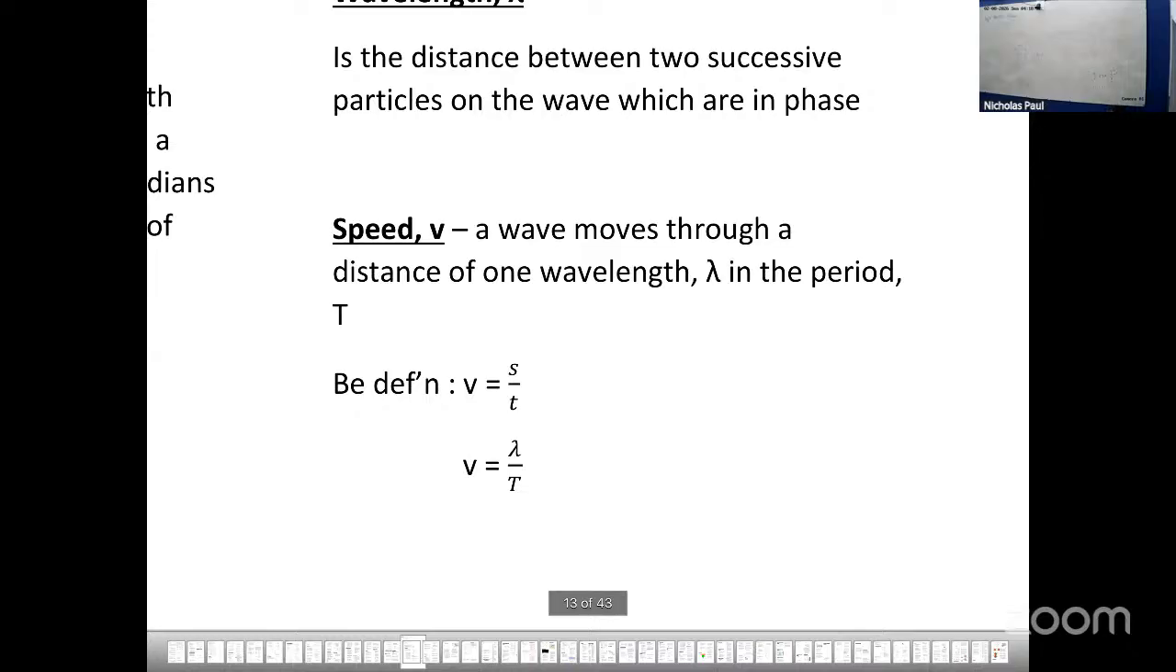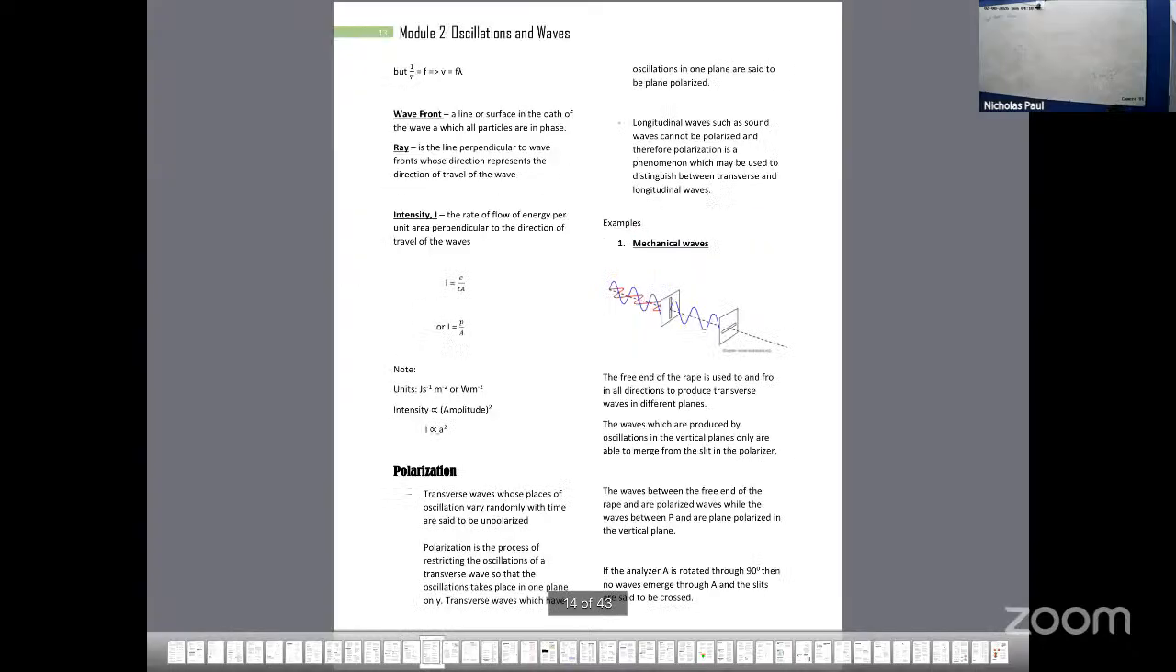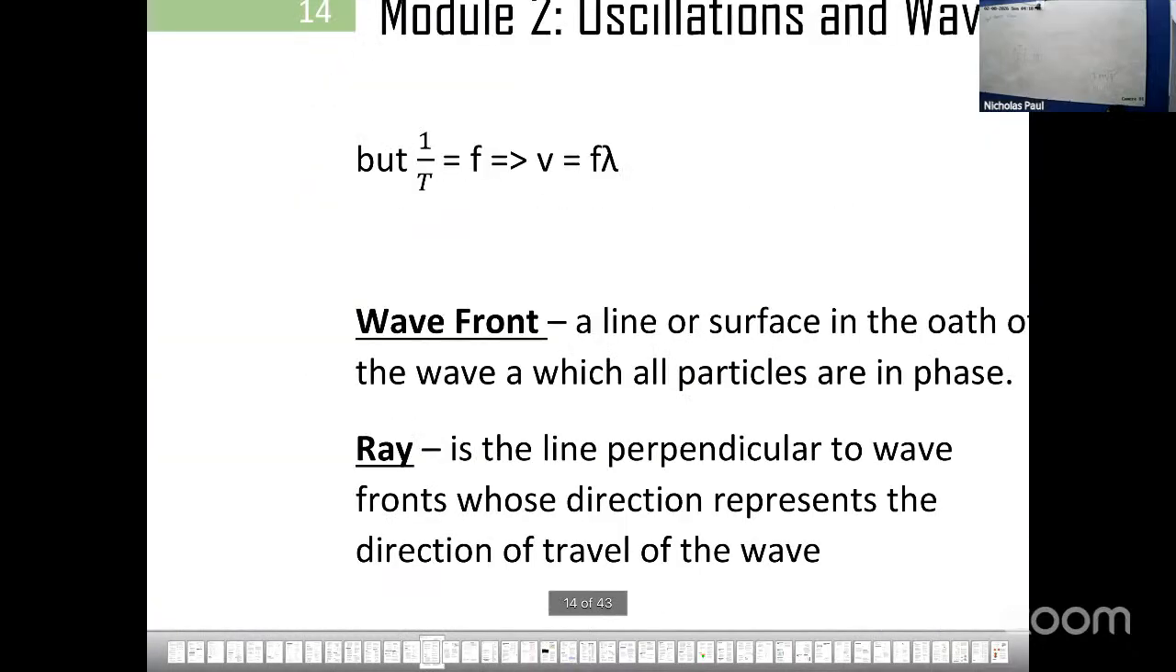All we have to do is this. Speed is distance over time. If the distance travelled is lambda, how long does it take to travel lambda? One period. So to travel one wavelength takes T. So if I find 1 on T, I will end up with f. So we get the formula v is f lambda. Alright?